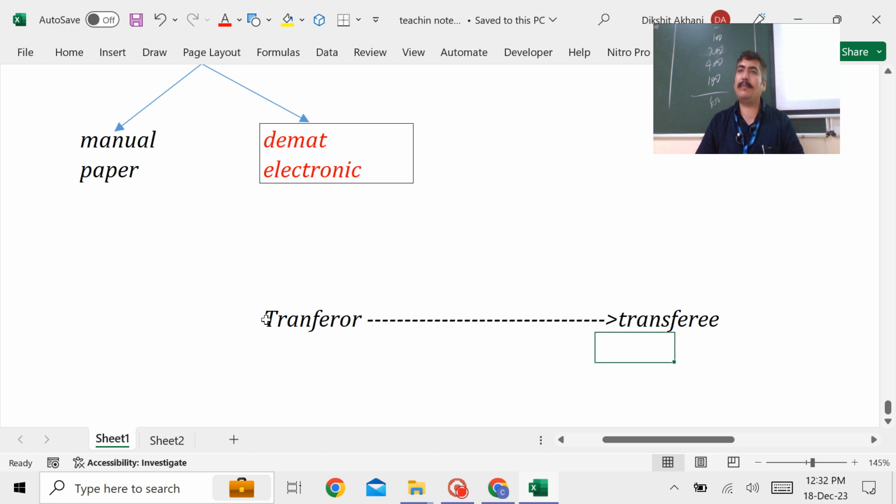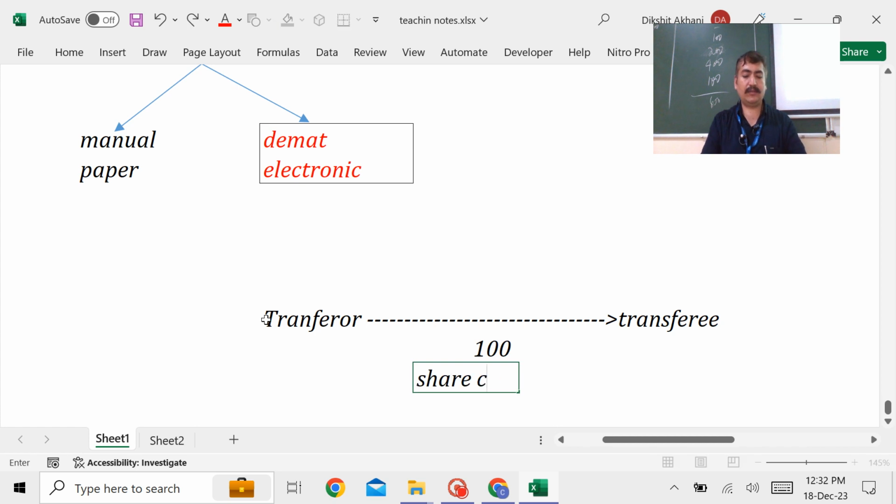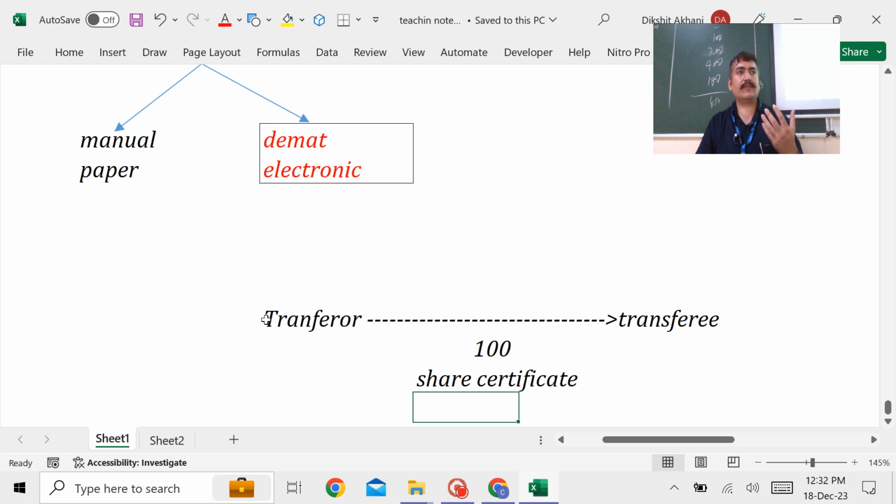Simple, sir. Transferee will pay money. Let's say total 100 crore rupees of shares, and the transferor will hand over the share certificate. Game over, guys. If I pay 100 crores to the transferor and he just gives me share certificates, am I the owner of the shares? Let me tell you the biggest problem. Still, in the company's records, whose name is appearing? So who will get the dividend? Who will get the bonus shares? Who will get the notice of the general meeting? Who will get the voting right?